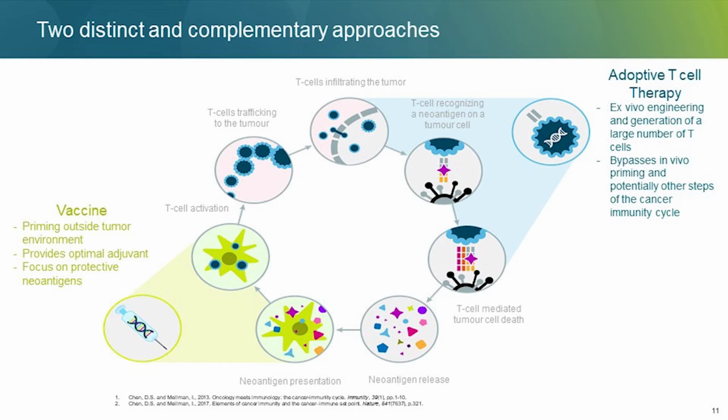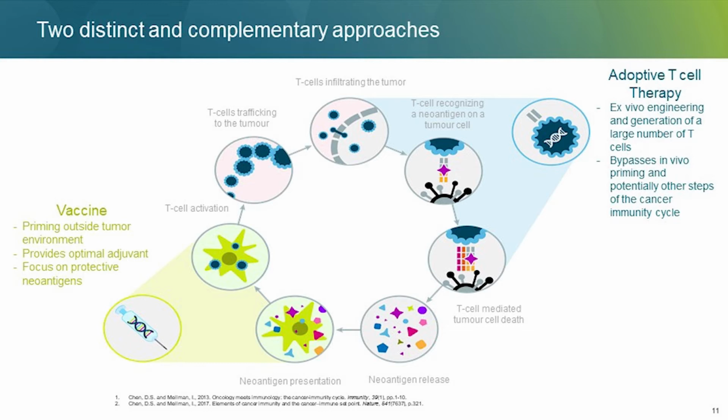So with a vaccine, we can prime outside the tumor microenvironment, which is highly immunosuppressive. And that will allow to generate a more potent and optimal response. We can provide also the optimal adjuvant and help the immune system to focus on the protective neoantigens.